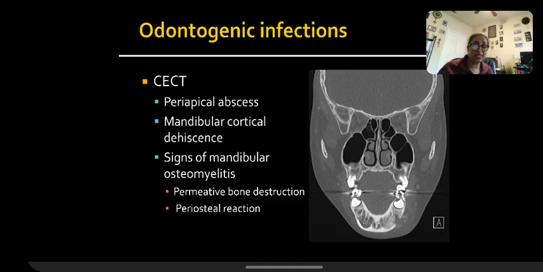Like in this case, you can see that there is dehiscence of the buccal cortex, and you can see the periosteal reaction along the buccal surface of the mandible. This was from an infected tooth. And you can see in this patient, this has been there for some time. So you can see the sclerotic changes in the mandible. Again, this is osteomyelitis, but a little bit more chronic, not that acute.